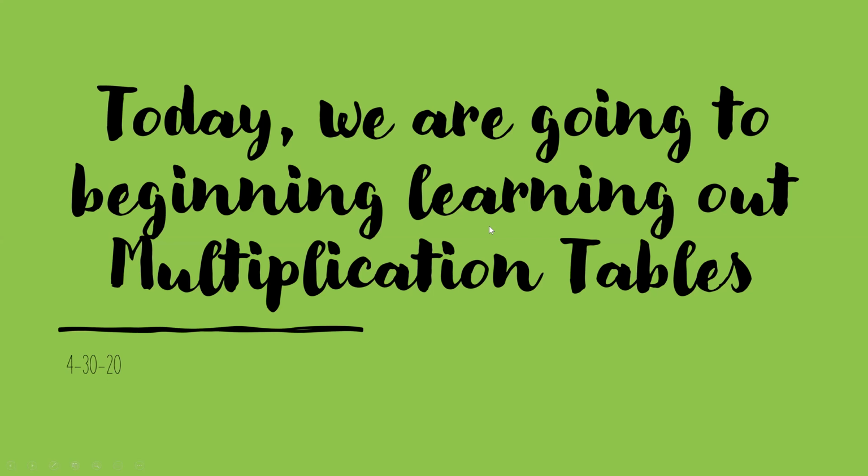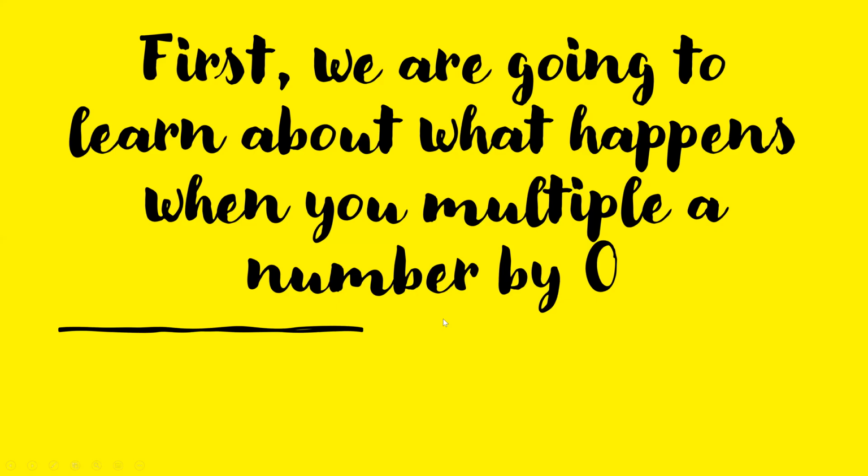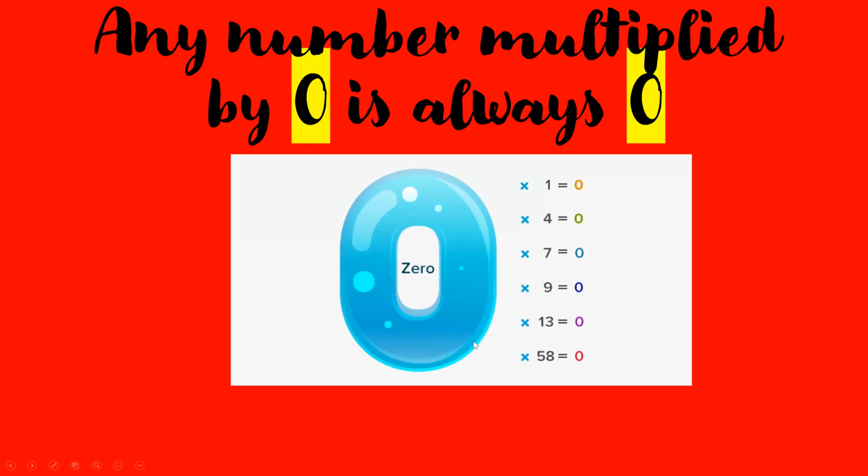Today we are going to begin learning about multiplication tables. First, we are going to learn about what happens when you multiply a number by 0. Any number multiplied by 0 is always 0. As we can see in the picture, 0 times 1 equals 0, 0 times 4 equals 0, 0 times 58 equals 0. So any number multiplied by 0 is always 0.